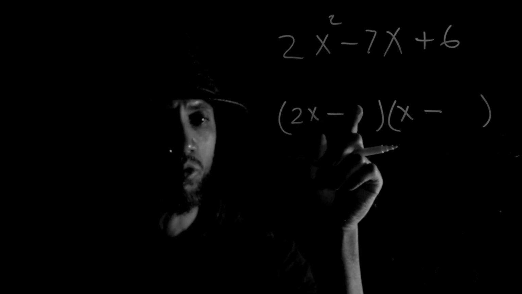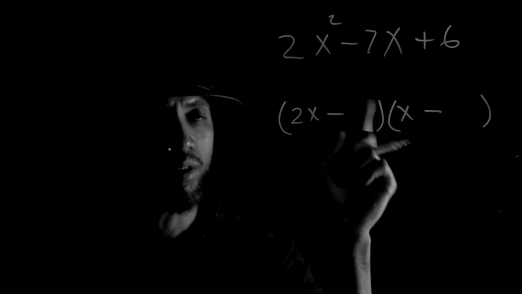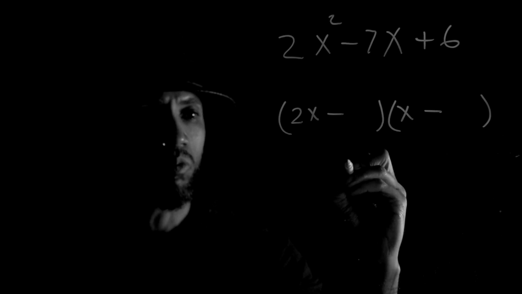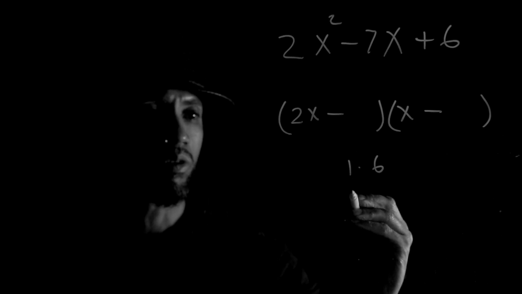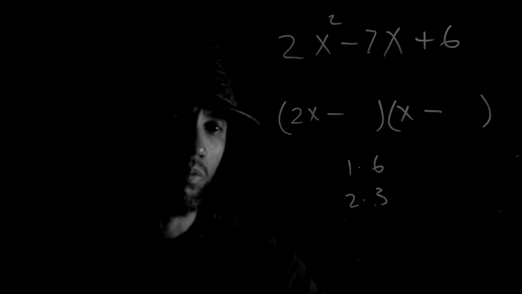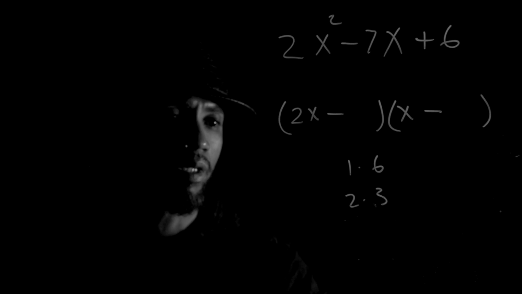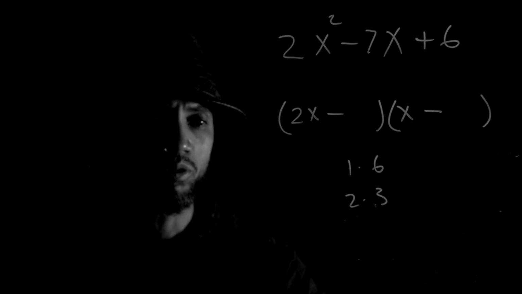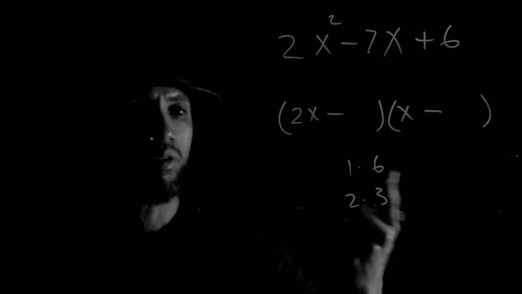Now we just have to figure out the two numbers that multiply to get 6. 1 times 6 is 6. 2 times 3 is 6. Is there anything else that multiplies to get 6? 3 times anything goes back to 2. 4 times anything? No. 5 times anything? No. So this is it: 1 and 6, or 2 and 3.